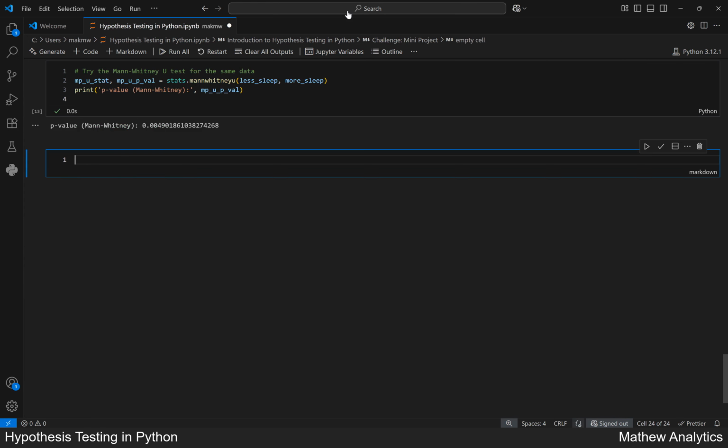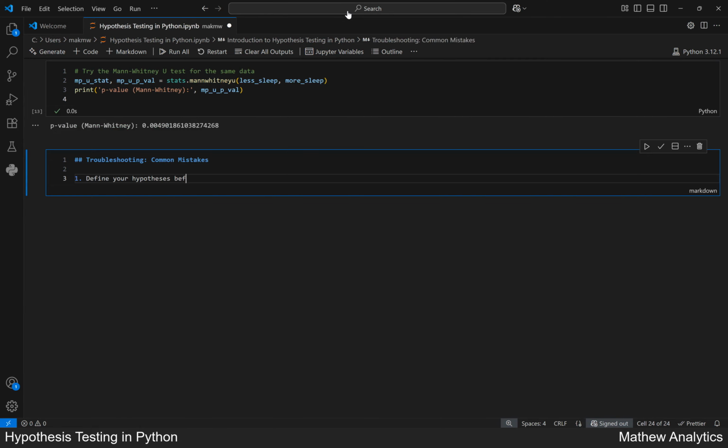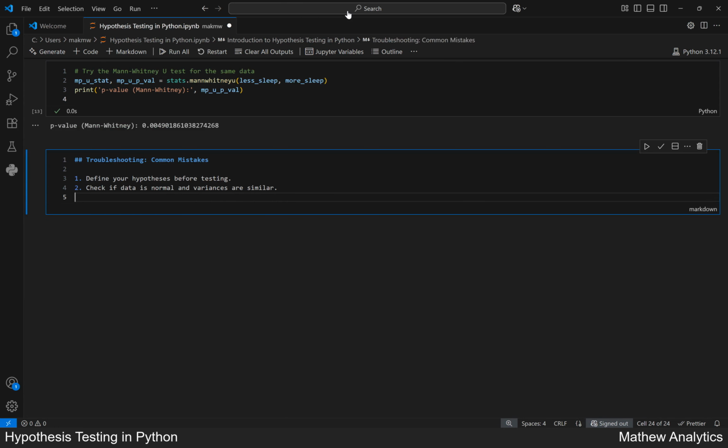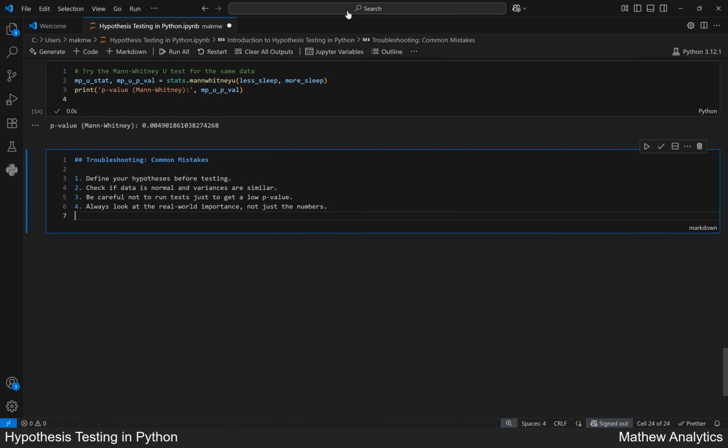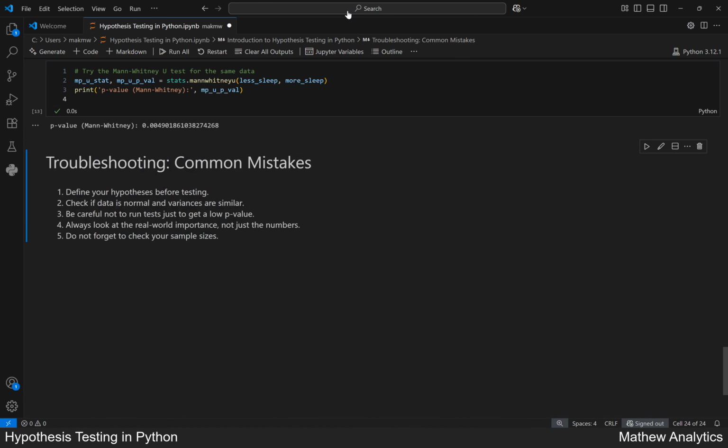Troubleshooting, common mistakes. Define your hypotheses before testing. Check if data is normal and variances are similar. Be careful not to run tests just to get a low p-value. Always look at the real-world importance, not just the numbers. Do not forget to check your sample sizes. Running the cell now. Can you list other mistakes you can avoid?